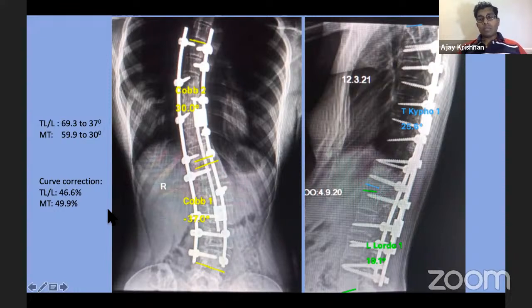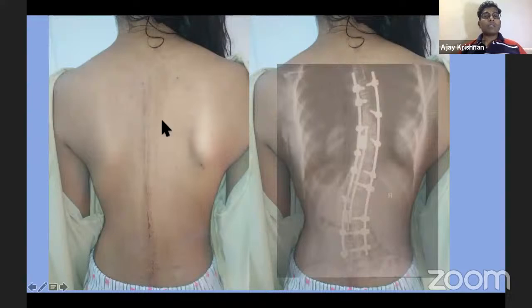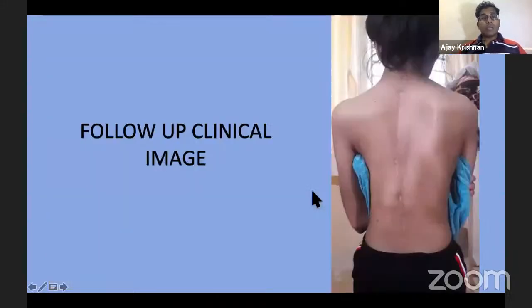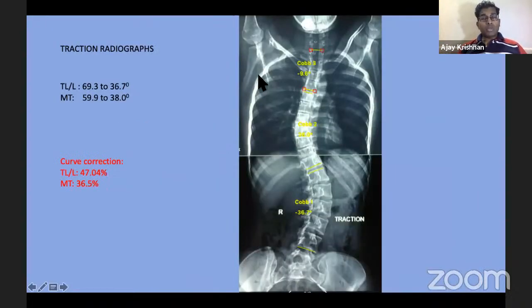So that was the reason why I wanted to do it, and I achieved a fairly good kyphosis and lordosis. This was her immediate clinical picture, and this was the overlay, and follow-up clinical was this. She behaved well. I use a traction film I just mentioned, because instead of bending I use the traction films, and that gives a fairly good idea.